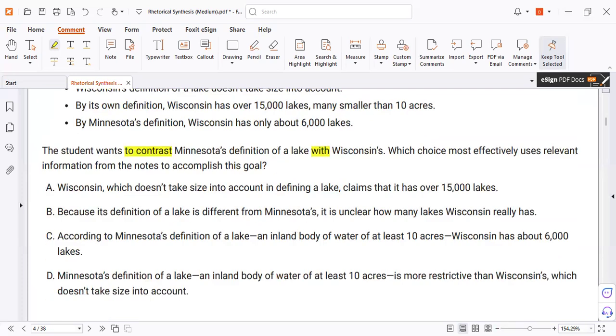So you found it can be C, but I think no. Look for the comparison here. The definition of lake is more restrictive than the comparison. And here he mentioned a definition, with an apostrophe s for the definition, which doesn't take size into account.